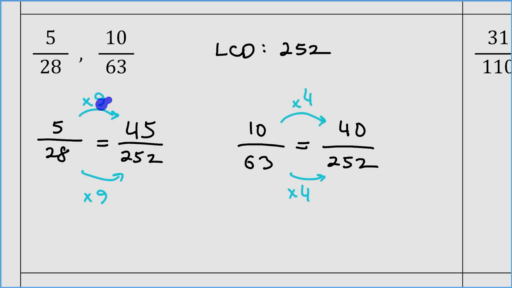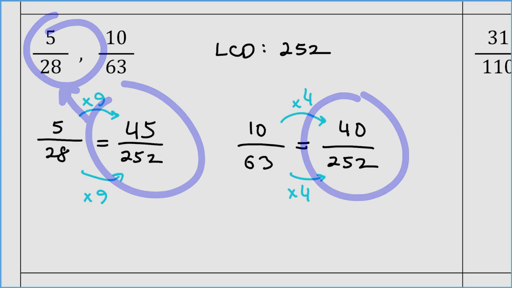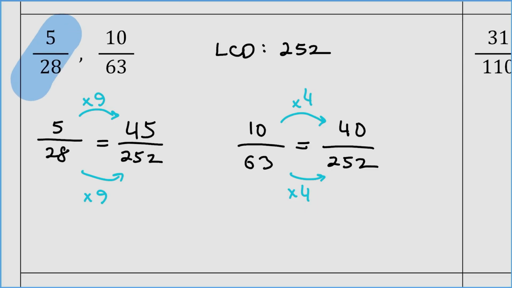All right, which is bigger, 45 or 40? 45 is bigger, meaning the answer is 5 out of 28. The answer is 5/28. 5 out of 28 is more than 10 out of 63.